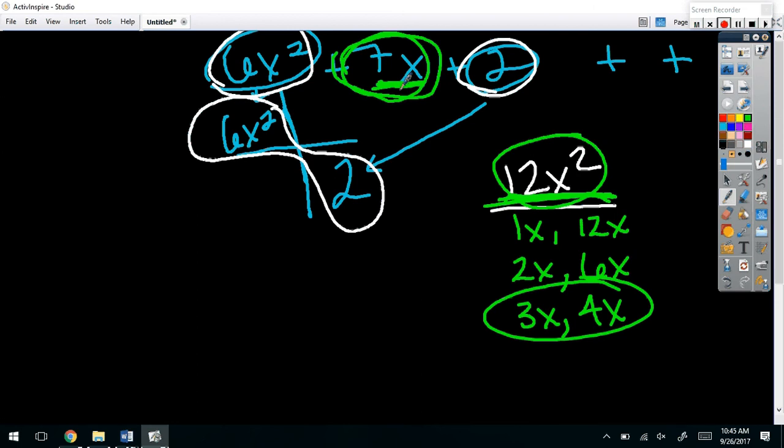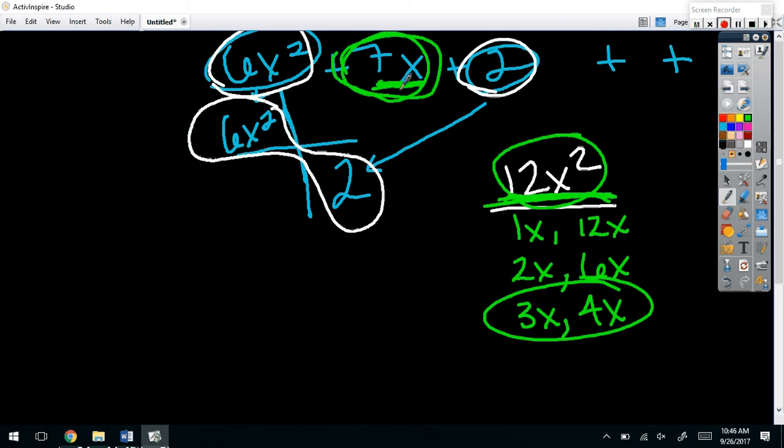What if nothing does? Then it's not factorable, but the ones I'm going to give you right now, I'm not going to throw you off like that. They will be factorable.